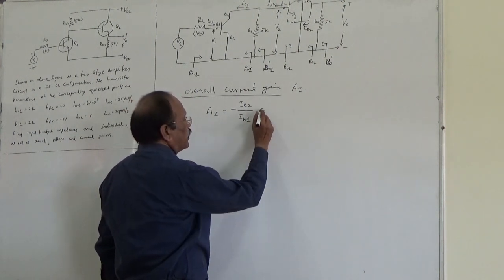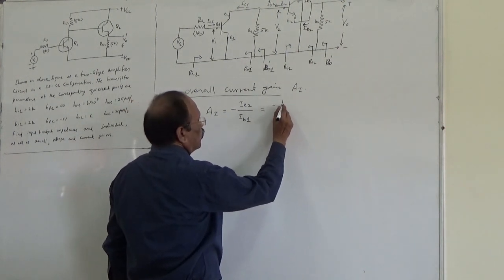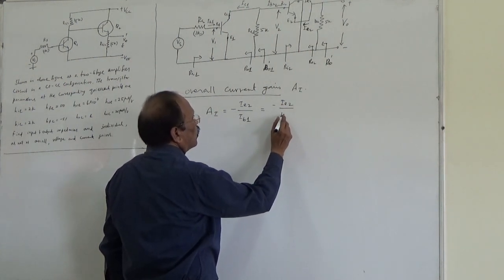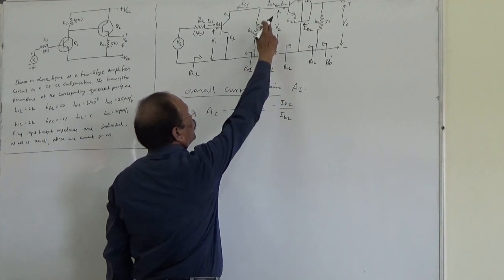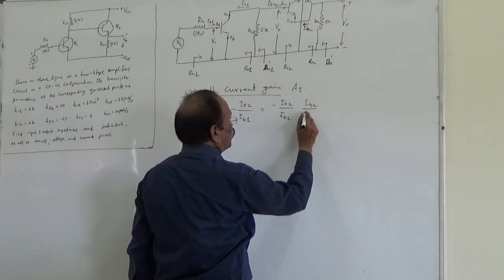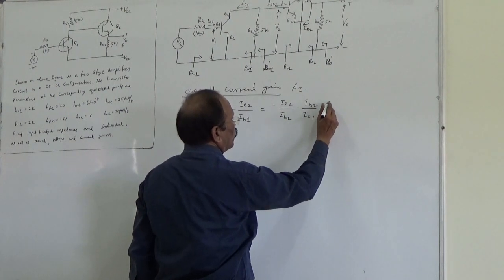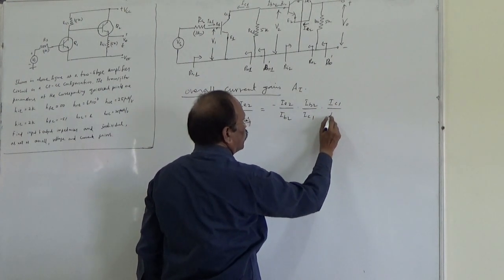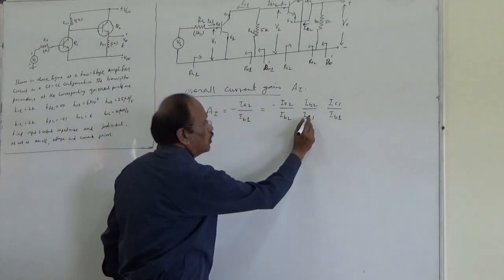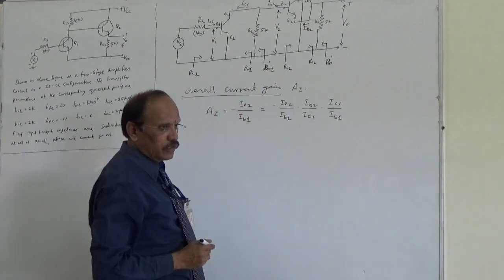So this we can rewrite as minus IE2 by IB2 into IB2 divided by IC1 into IC1 by IB1, so that the value is not changed.